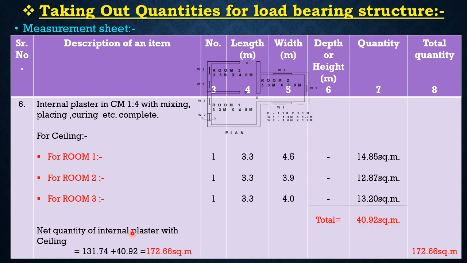The net quantity of internal plaster with ceiling is 131.74 plus 40.92 is equal to 172.66 square meter.